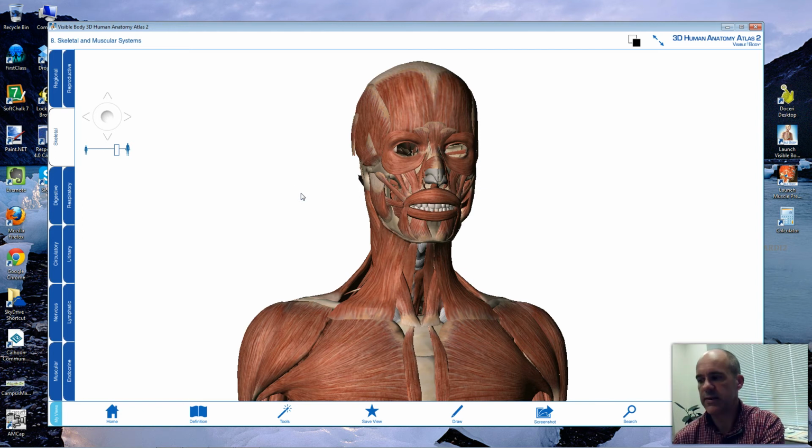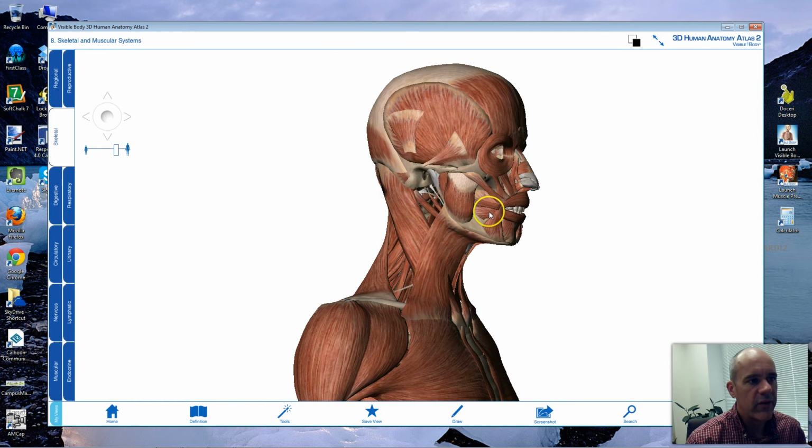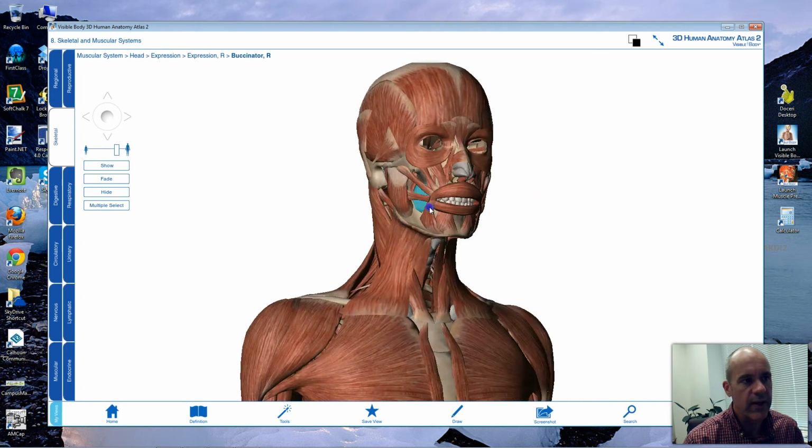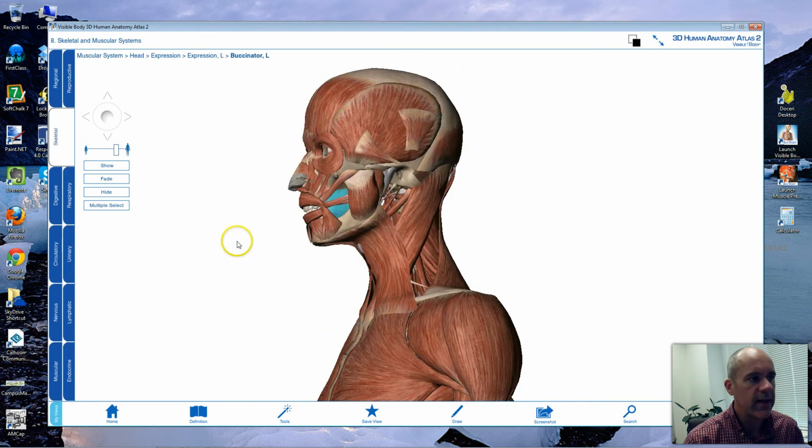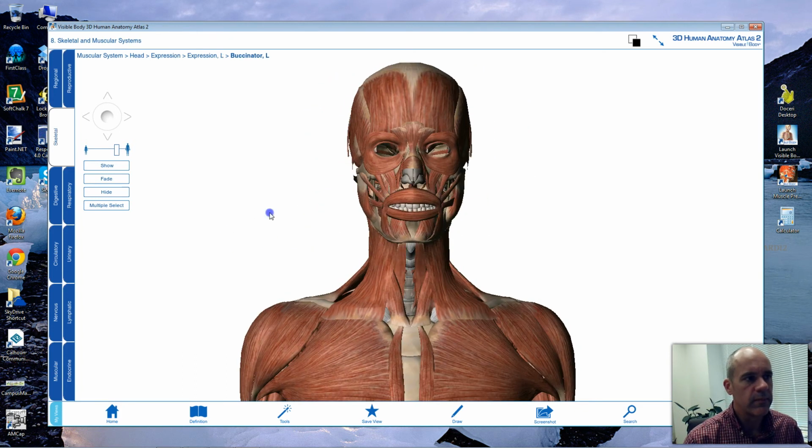All right, next one on the list, the buccinator. That is this deeper muscle right there. The more superficial one is actually called the risorius, and you don't need to know that one. You just need to know the deeper one. There it is on that side. There it is on the left side. Don't forget to use your left and your rights when you're naming muscles if you have a left and a right.